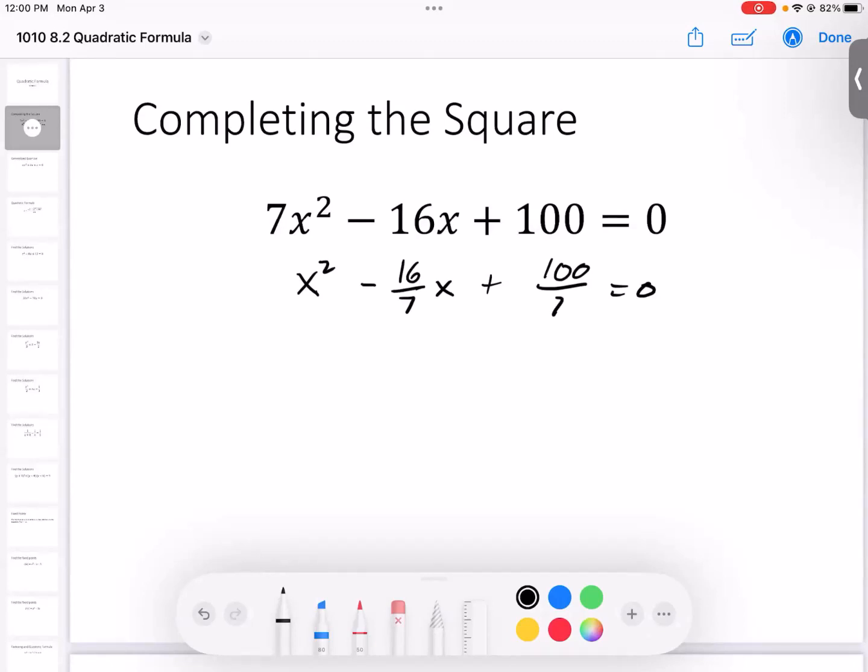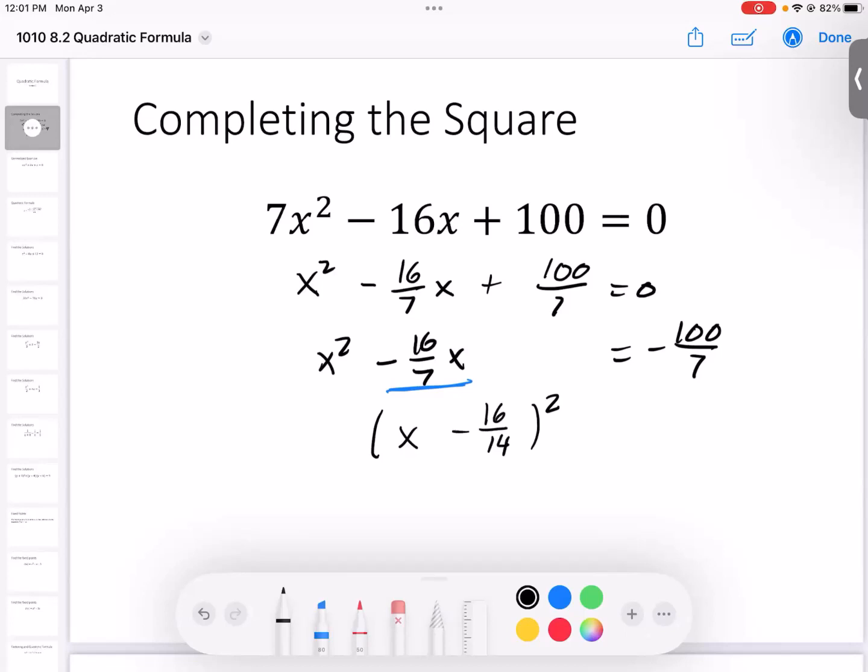What would my next step be? Perfect. Yep. So we'd move our constant to the other side. And that would give us negative 100 over 7 on the right-hand side. And then from here, we want to ultimately factor the left-hand side into a perfect square. So when we look at this term right here, what is the number going to be in our perfect square? Perfect. Yep. So we'd have negative 16 over 14 because you always take half of what that number is.